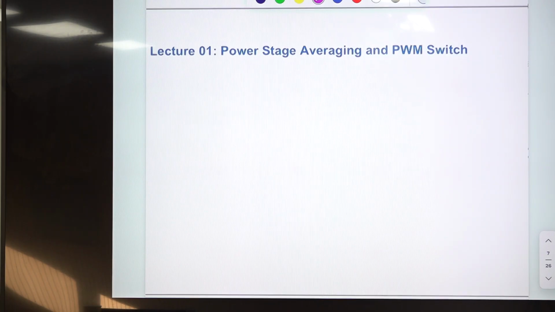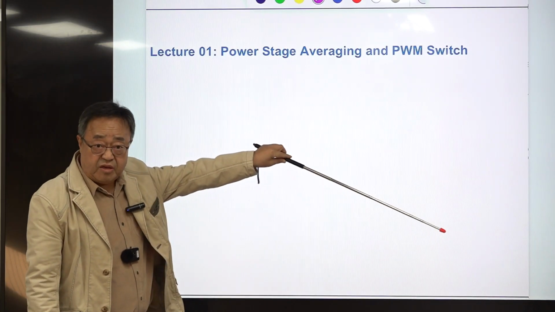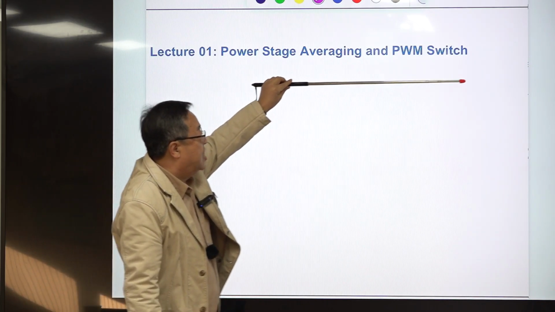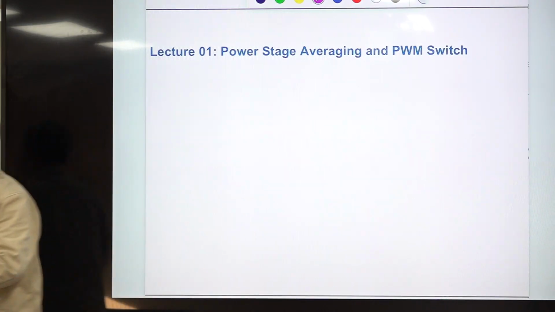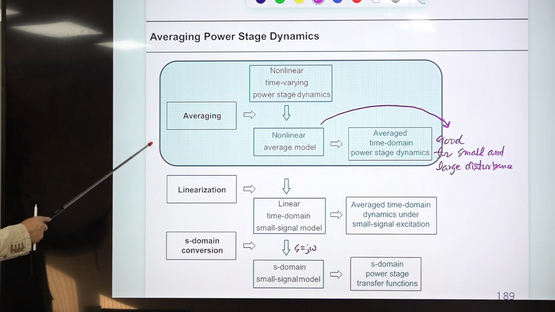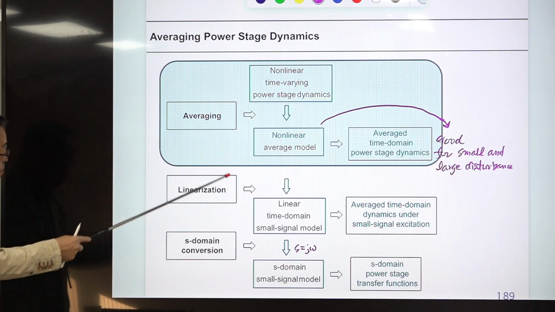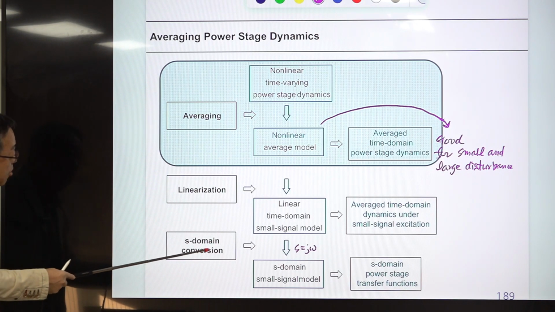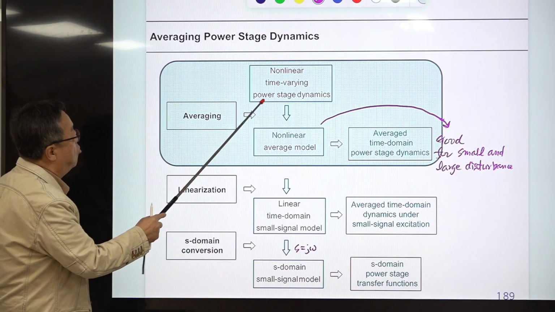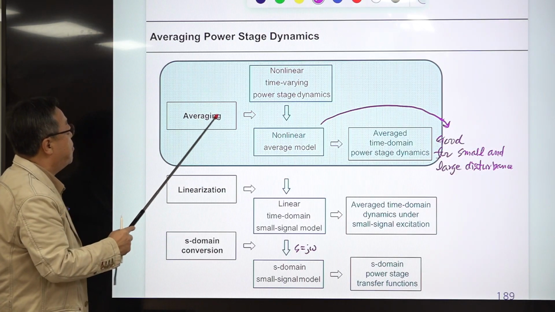So now we start lecture 1, which deals with power stage averaging and the PWM switch. First, we'll discuss the basics about power stage averaging, and we will define the PWM switch. This illustrates the steps of the modeling of the power stage. This one is averaging, and this one is linearizing, and there is an additional step which is S-domain conversion, which is very simple.